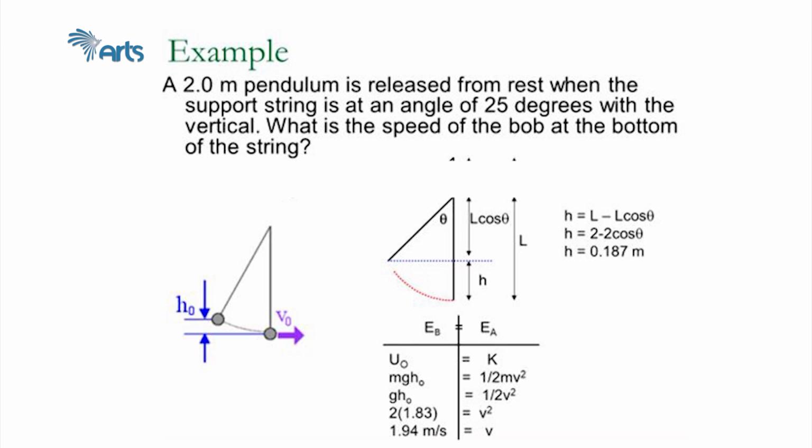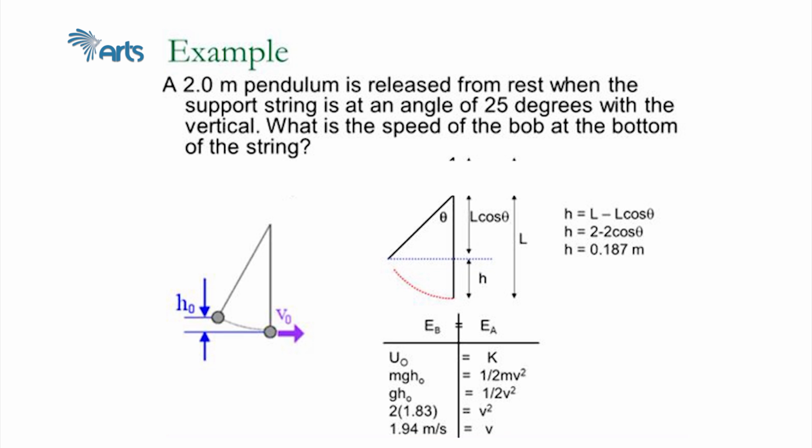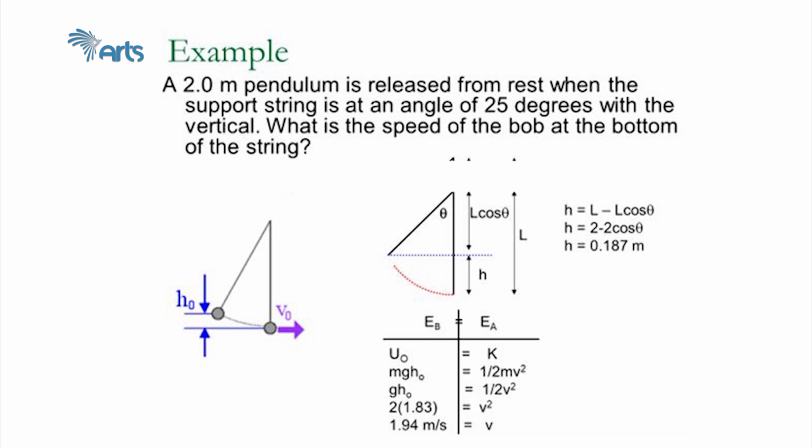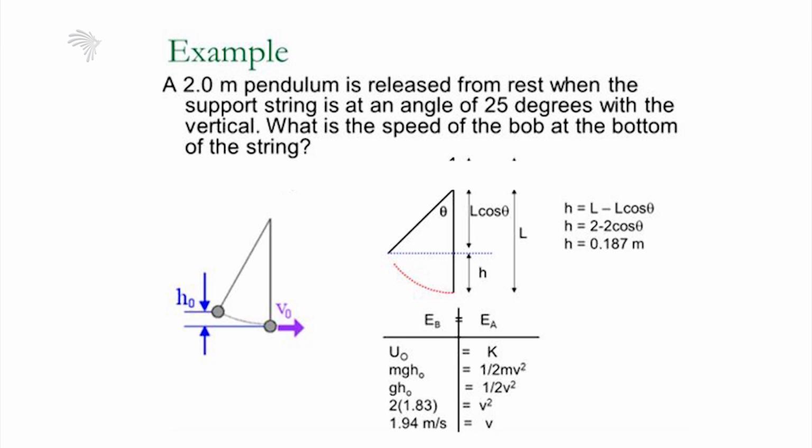Theta is given, L is given. You can substitute and find h, and it will be equal to 0.187 meters. Now, if you have this as a given, you can calculate the total energy stored in the bob, which is equal to mgh. Now we have to apply conservation of mechanical energy to calculate the speed of the bob at the bottom of the string.